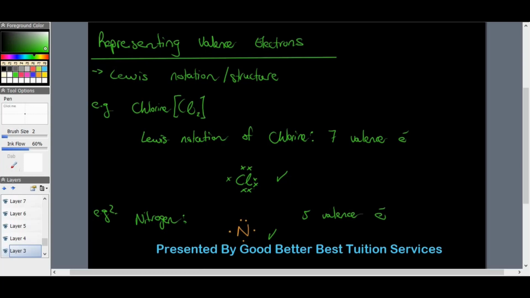Now, to show the pairing, like I mentioned, we usually use dots and crosses, as I've illustrated in either case. In chlorine, I use crosses, and in nitrogen, I use dots. When we show that the bond has occurred, we still draw the lone pairs of electrons, which are known as the remaining pairs. We still draw those, which I'll demonstrate in just a moment. We can also use Cooper notation or Cooper structure, which I'll also demonstrate.